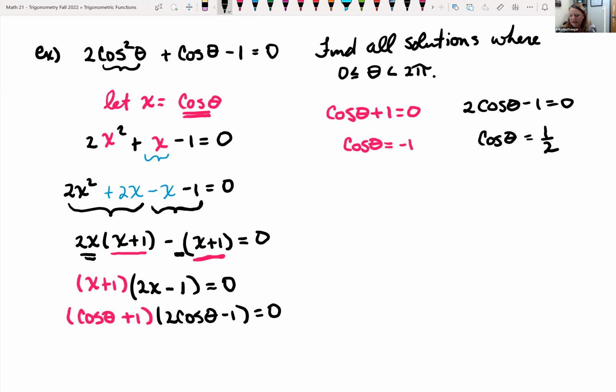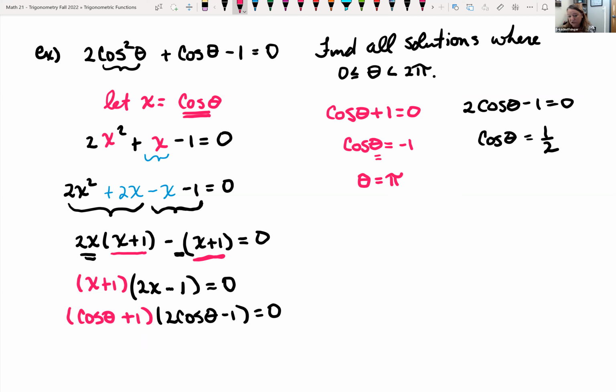Okay, so we're looking now for theta between 0 and 2 pi. First equation such that cosine of that value is -1. So remember, cosine is your x value on the unit circle. And the angle that would give us back -1 is when we fall on the negative x-axis, which is pi. So theta here is equal to pi.